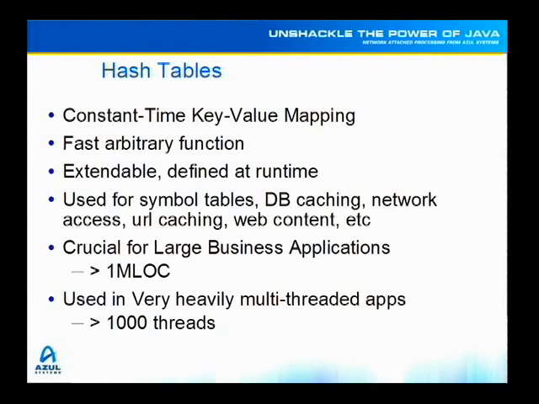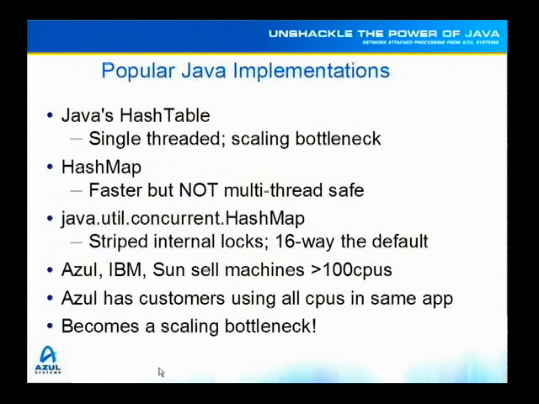Turns out that it's incredibly useful in these large business applications, usually for caching paradigms, some form of content caching, web materials, DB access, whatever. And these applications are themselves both very large and very heavily multi-threaded. And it's very easy to get these hash tables to become a scaling bottleneck, right?